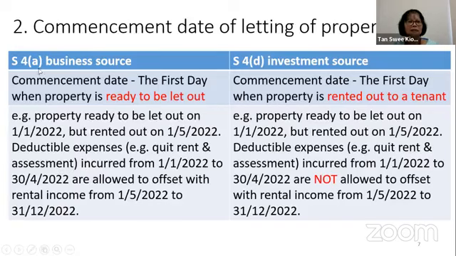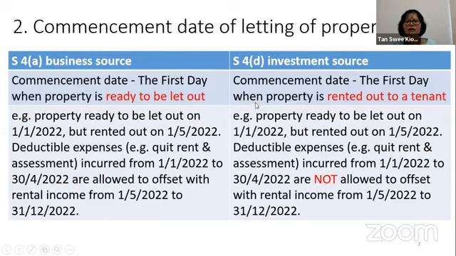Yes. Under Section 4A, business source rental income, expenses incurred before you let out your property are deductible. You can offset them against the rental income you receive during that year. So your quit rent and assessment from 1st January until 30th April can be offset against your rental income from May to 31st December.